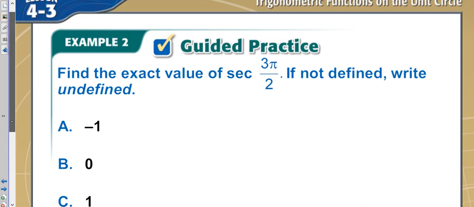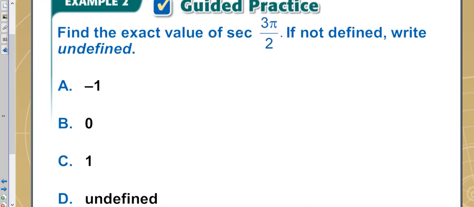Now here's one for you to try. Draw it up, find what secant is looking for, whether it be cosine is x over h, tangent is y over x, and from there get a value.